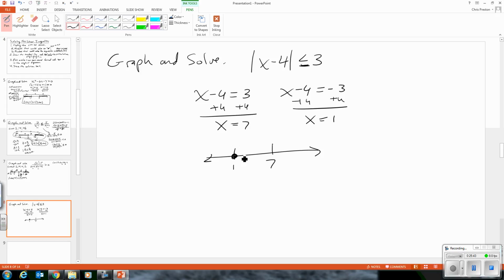So solid dot. And then I'm going to pick numbers in each of those categories, 0, 2, and 8. Actually, I don't really need to, because these are the only answers I'm going to get. So there's 2 answers here. So put 0 in there. 0 minus 4 is negative 4. Is the absolute value of negative 4 less than 3? No, it's 4. So no, that didn't work. This area should work. And 8 minus 4 is 4. No, that doesn't work.